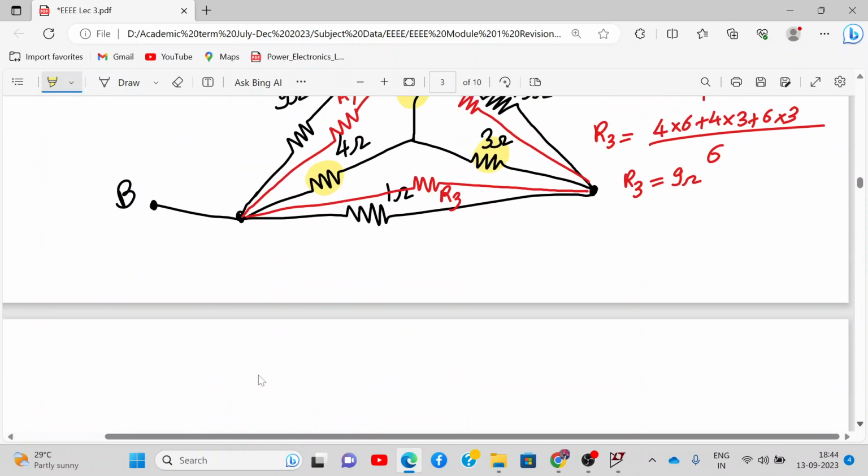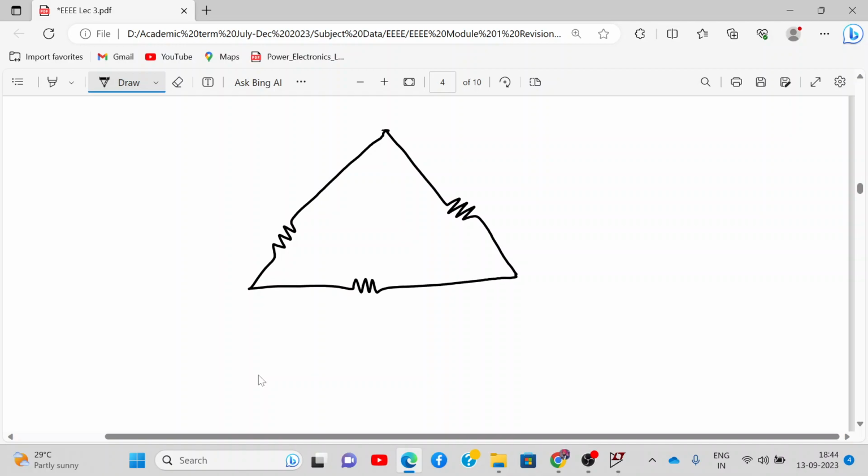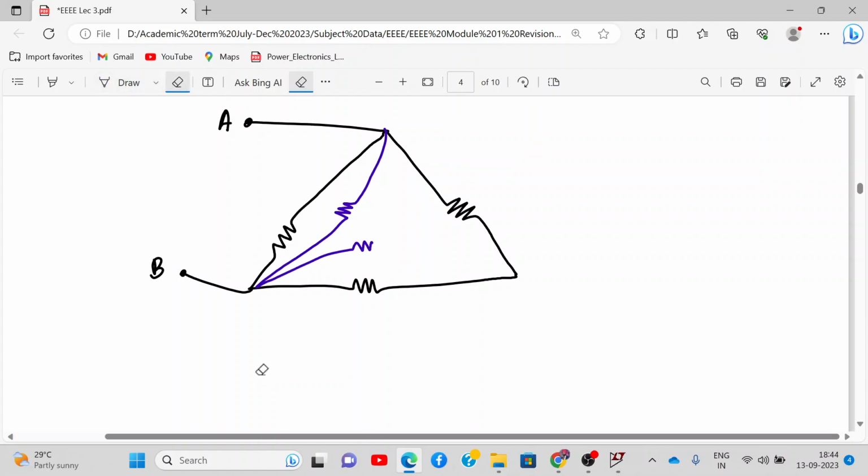Okay, so let me draw that over here again. So don't worry, we will draw the network again. So let me draw it. So after converting star to delta, we have got this network. This is A, this is B, and the inner network I am also drawing again. So we got this. Let me draw this again.